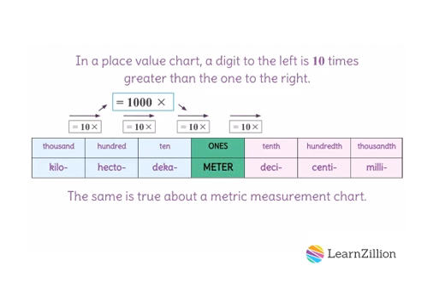The same holds true for the decimal side of a place value chart. A meter is 10 times greater than a decimeter, the same way that ones are 10 times greater than tenths. A decimeter is 10 times greater than a centimeter, and a centimeter is 10 times greater than a millimeter. A meter is 100 times greater than a centimeter because 10 times 10 equals 100.